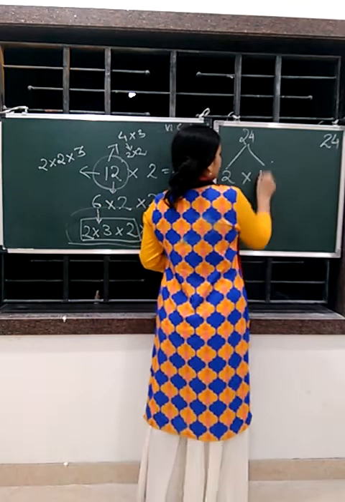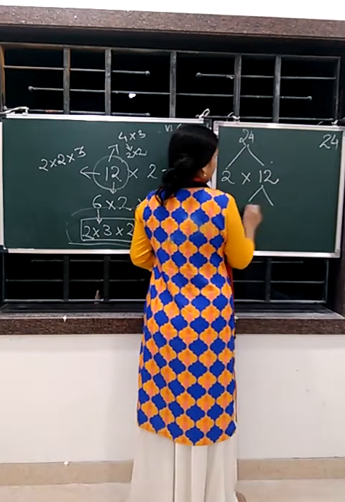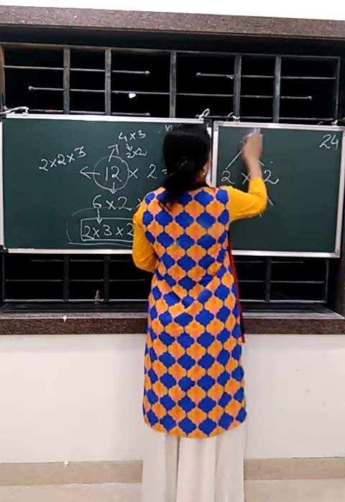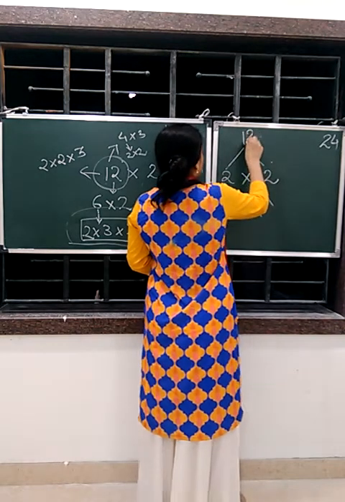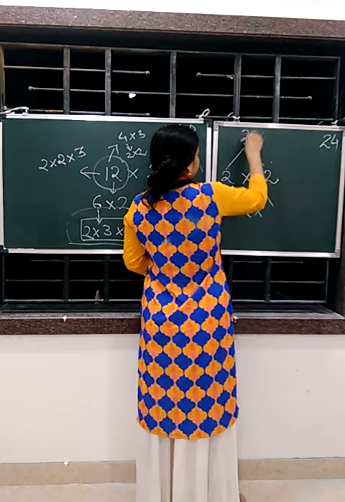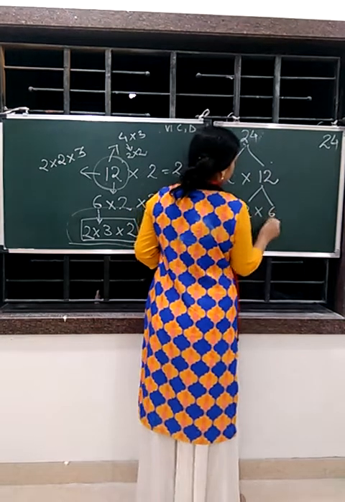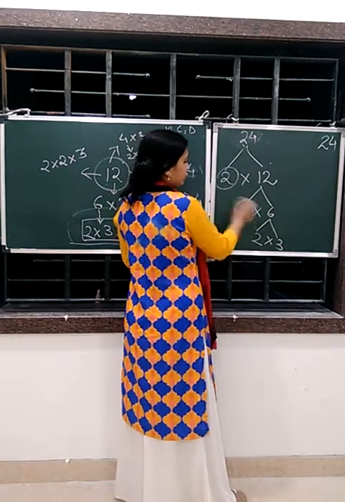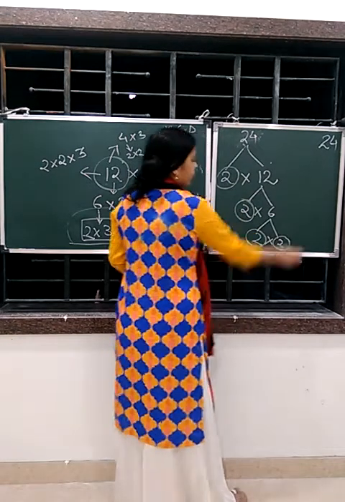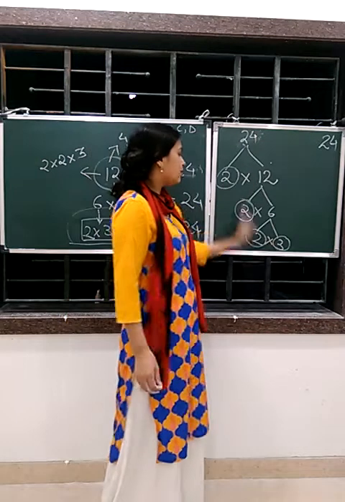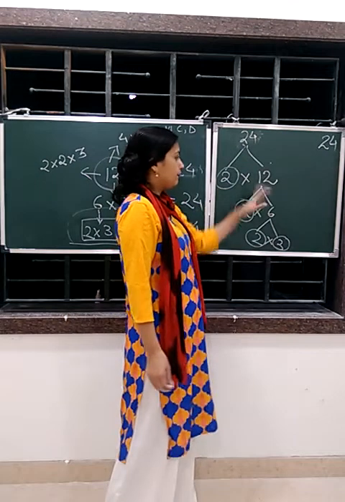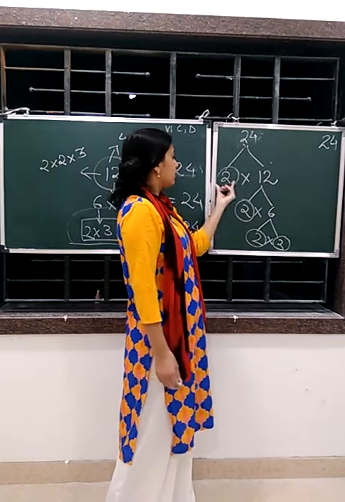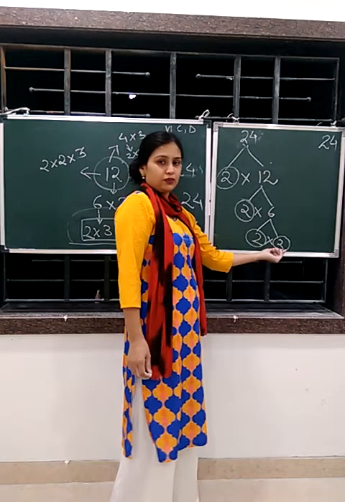2 12s are, then 2, sorry, 12 I should write. Then 2 6s are, and then 2 3s are. And what we used to do? We used to circle the prime numbers. Until and unless we get all the prime numbers, we used to keep finding out the factors. Yes? And the circled ones used to be the answer.